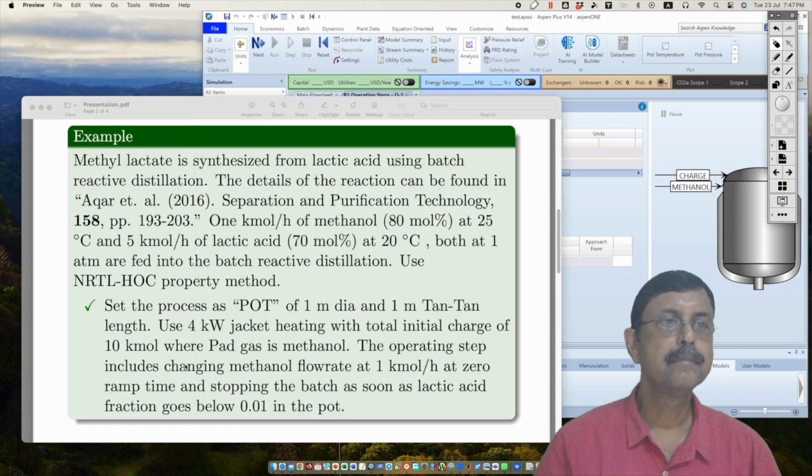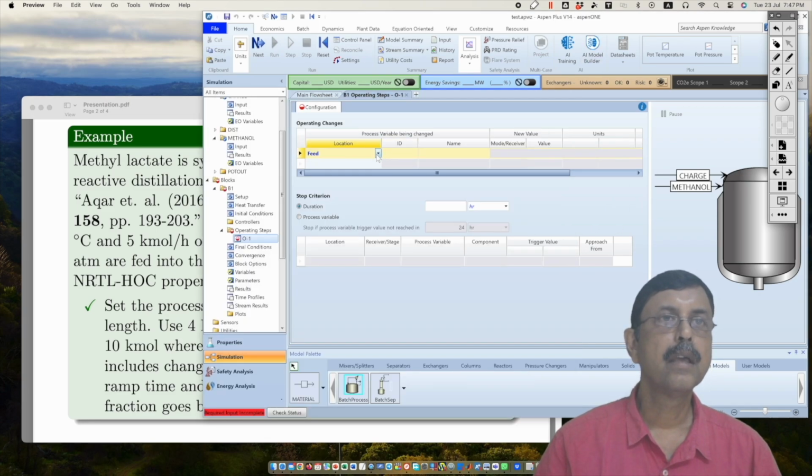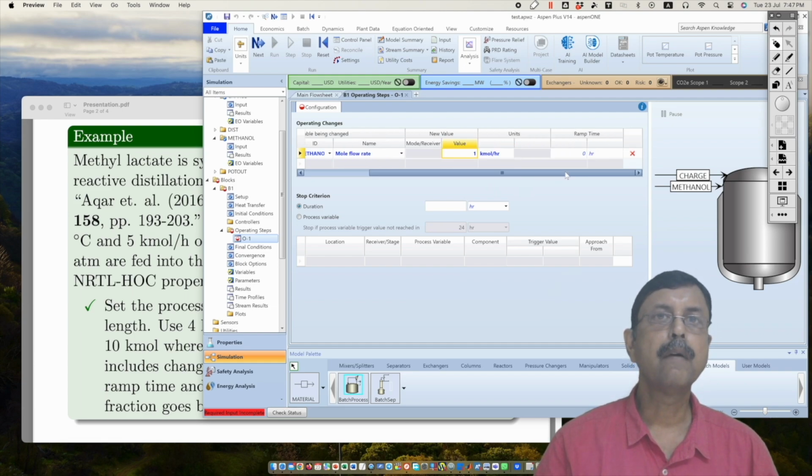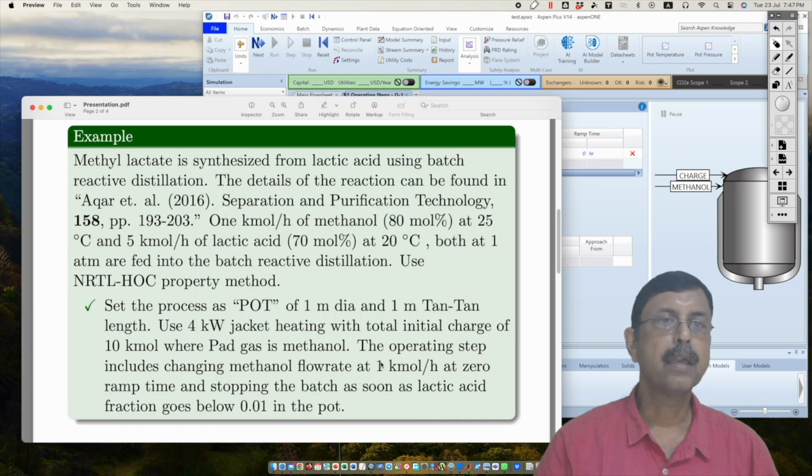And describe the operating step as feed methanol flow rate, which is methanol molar flow rate 1 kilomole per hour. Okay, 1 kilomole per hour at 0 ramp time. So the operating step includes changing methanol flow rate at 1 kilomole per hour at 0 ramp time.